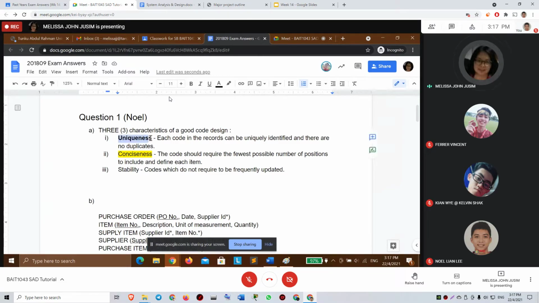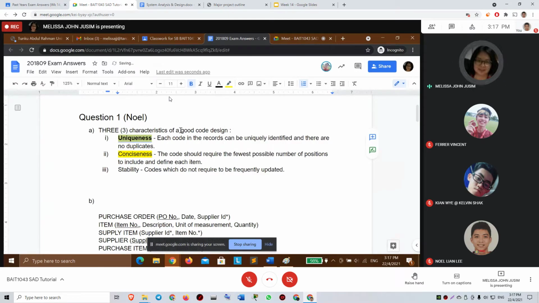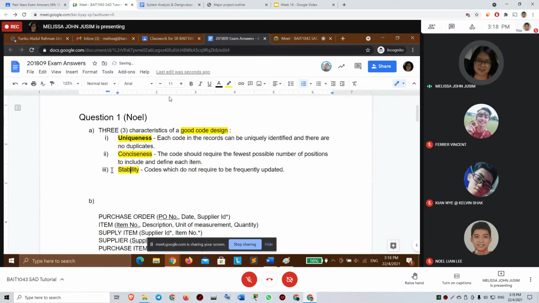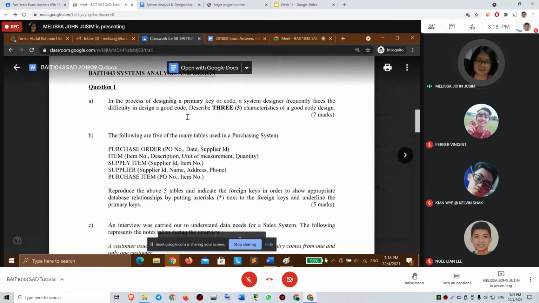Conciseness, uniqueness. This is when you design the code, which you presented to me the other day, for your primary key. Stability as well. There are more than 3 characteristics, so you can select the ones that you prefer to provide.